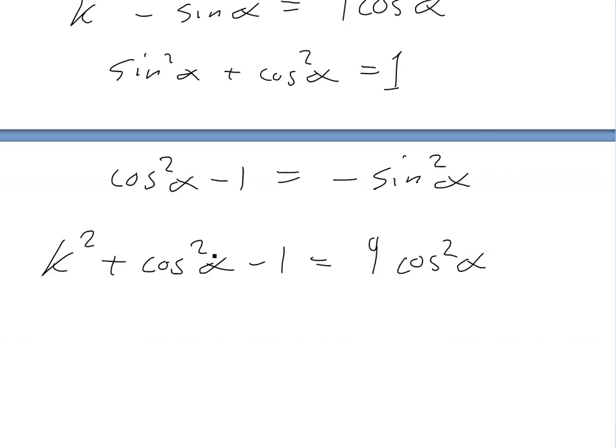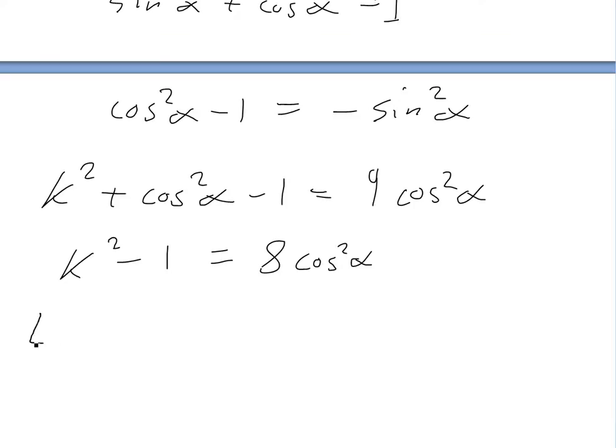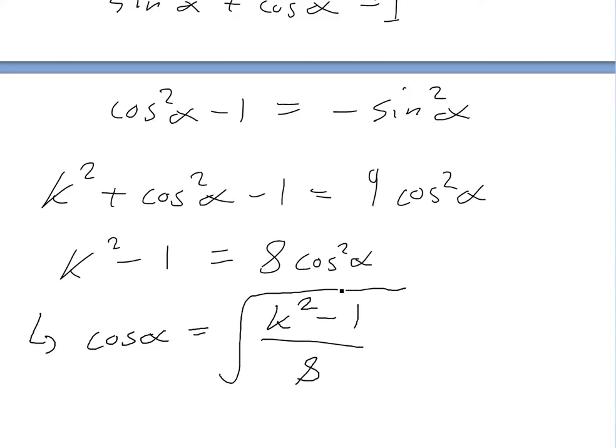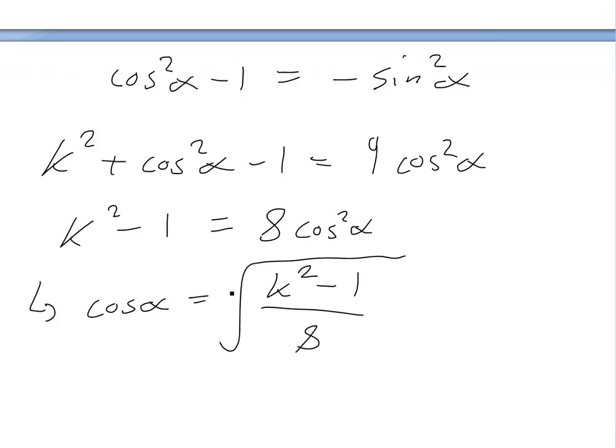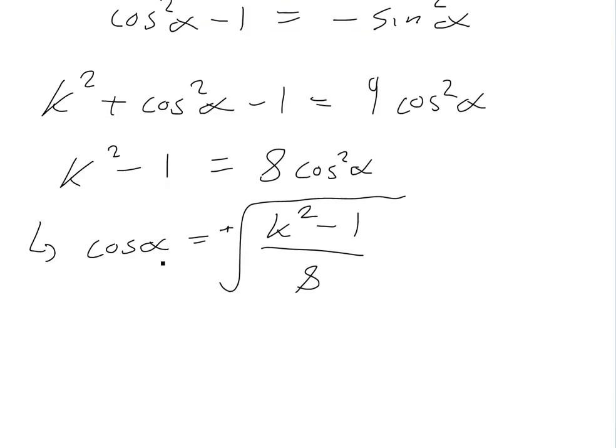Now take this on the other side here. So this one will be 9 cos squared alpha minus cos squared alpha, just 8 cos squared alpha. Rearranging, we get k squared minus 1 is equal to 8 cos squared alpha. Then rearrange this for cos: we get cos alpha is equal to the square root of k squared minus 1 over 8. Again, we ignore the minus sign because it's plus or minus, but we ignore it because this one can't be greater than 90 degrees, just by looking at how the figure will look.